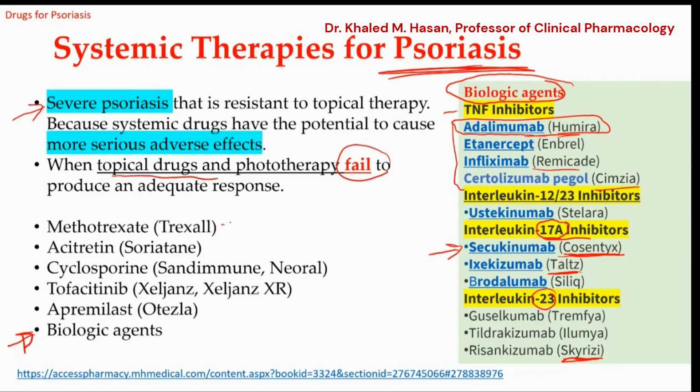Okay, have you heard about methotrexate? Yes, it's repeated. Rheumatoid arthritis. We have it here, methotrexate. Acitretin, Soriatane, cyclosporine. Can someone remind me what is cyclosporine? And anything about cyclosporine?